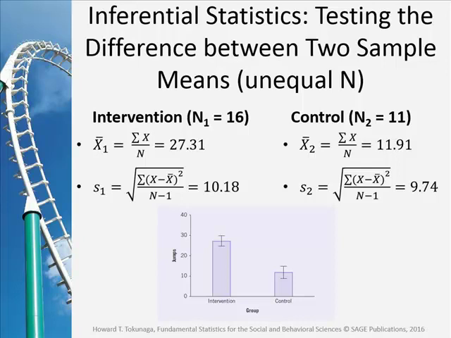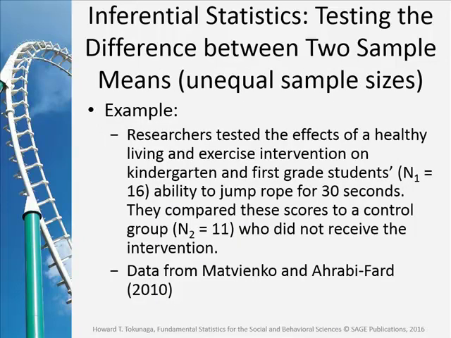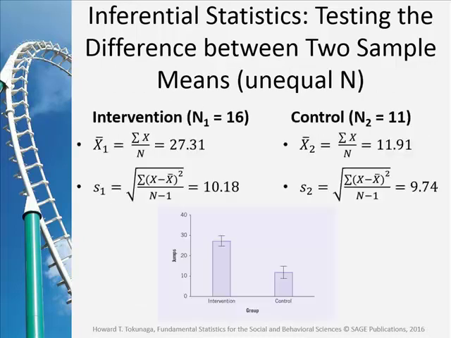The intervention group, I should have read that a little bit more closely. Is this the time? Let's say it's time in terms of seconds. Like, how long can you jump rope for? Yes, let's just say that. I'm guessing. That's probably correct. Actually, it's wrong. It's the number of jumps in 30 seconds.